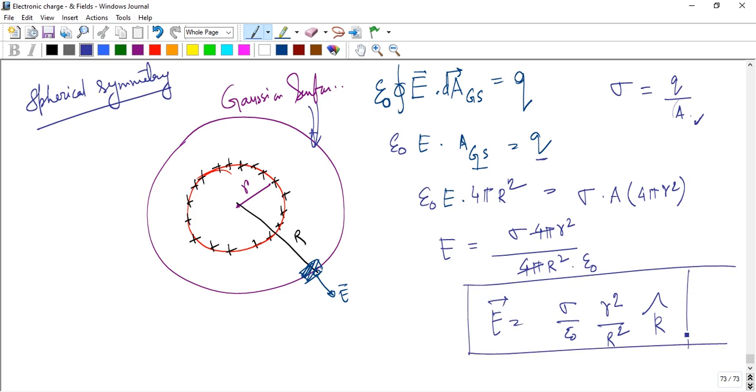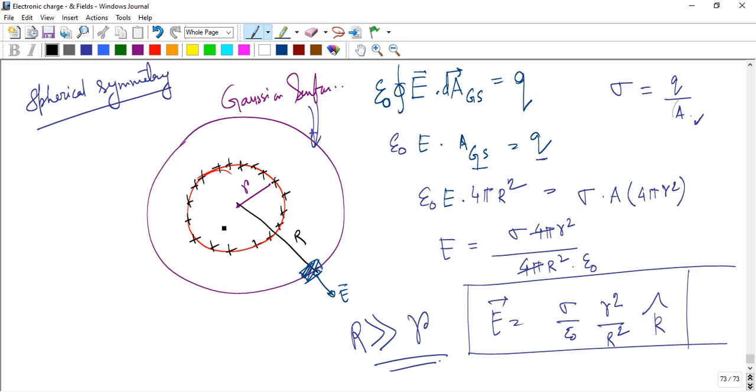Here you see that the radius of the Gaussian surface is much greater than the small r. This surface contains the charge. Now choose another surface.